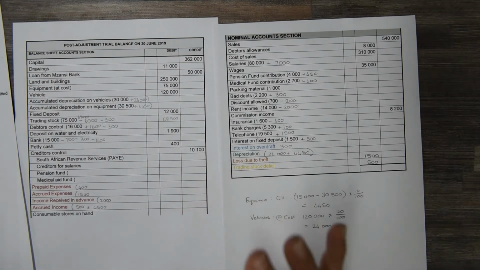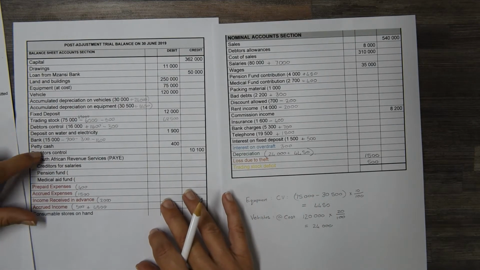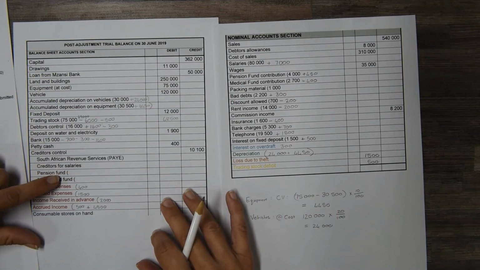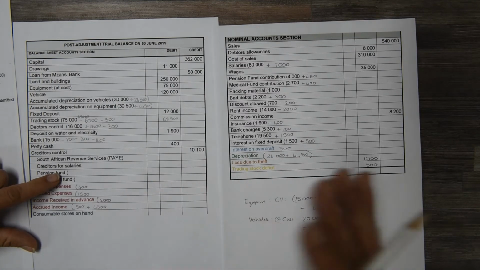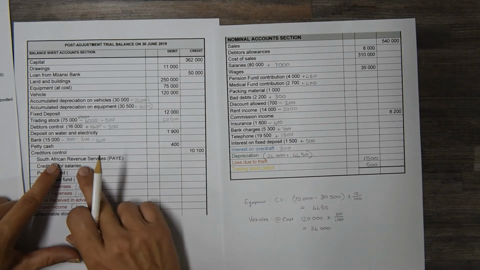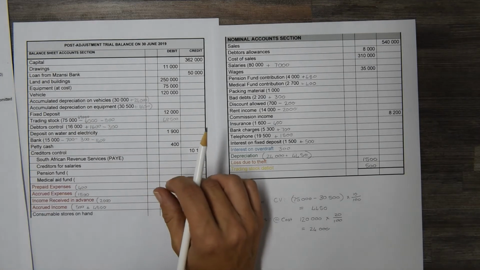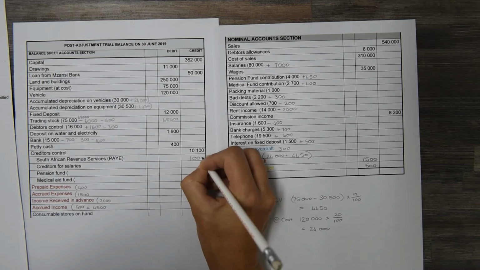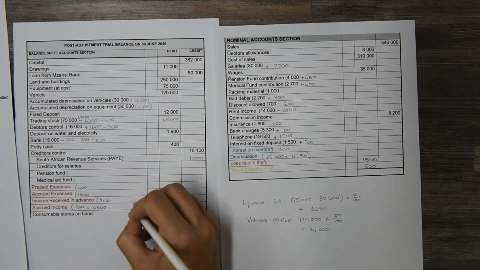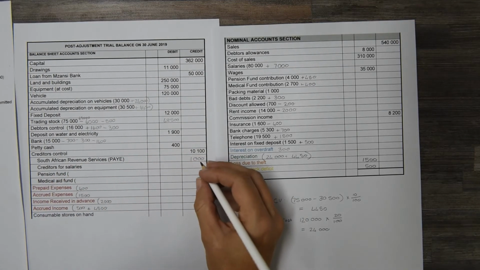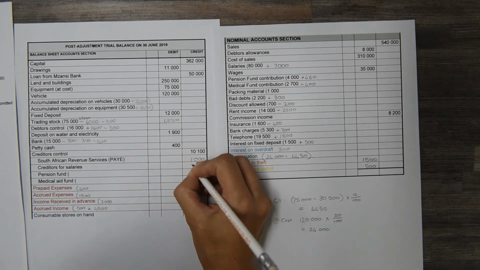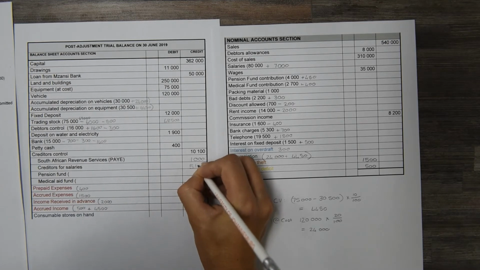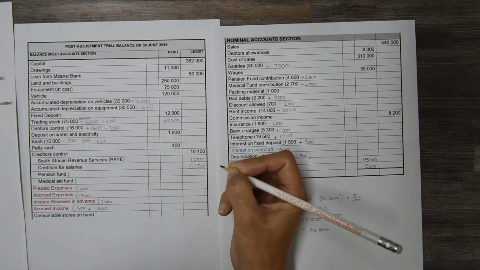So in my liabilities section, it's part of your creditors control note when we are going to do the balance sheet. We have SARS pay as you earn. I will add the pay as you earn deduction to that. It's a liability because I now owe SARS. The creditors for salaries would be his net salary, in other words, after the deductions.